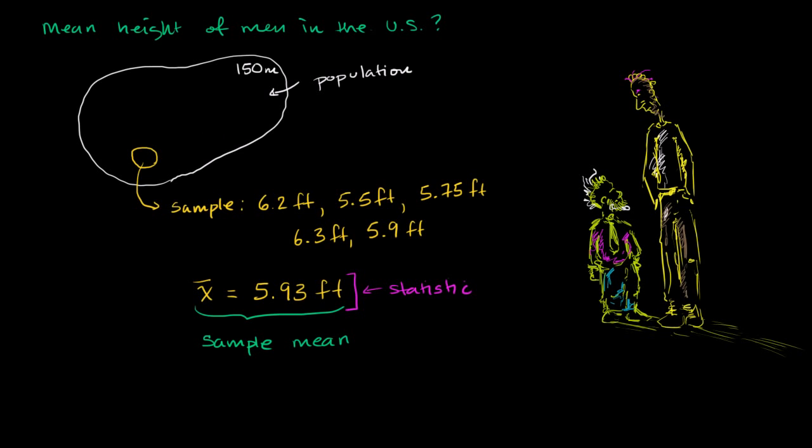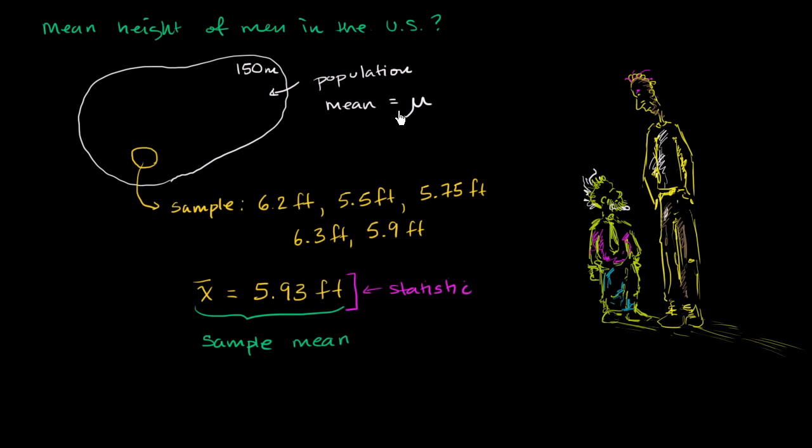Well, if you want to do that, the population mean is usually denoted by the Greek letter mu. And so in a lot of statistics, it's calculating a sample mean in an attempt to estimate this thing that you might not know, the population mean.